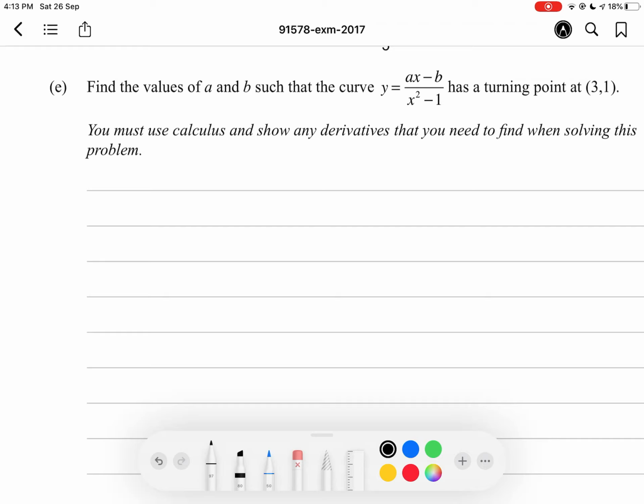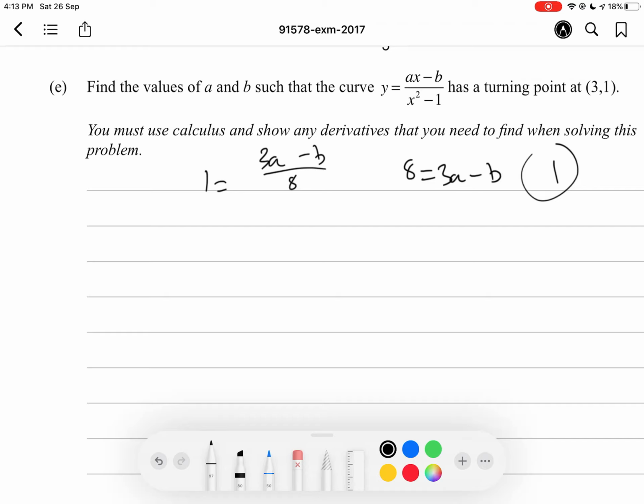So we can say that 1 equals (3a minus b) over, in this case, 9 minus 1, which is 8, since 3 squared is 9. So 1 equals (3a minus b) over 8, so therefore 8 equals 3a minus b. That's our equation number 1.